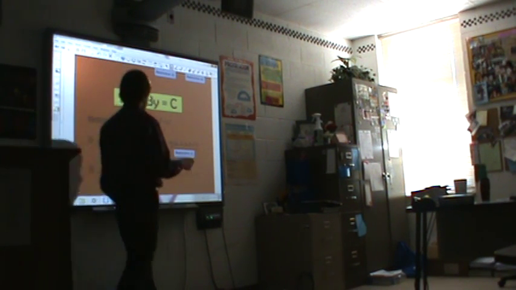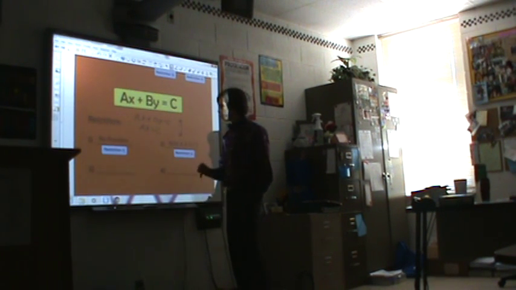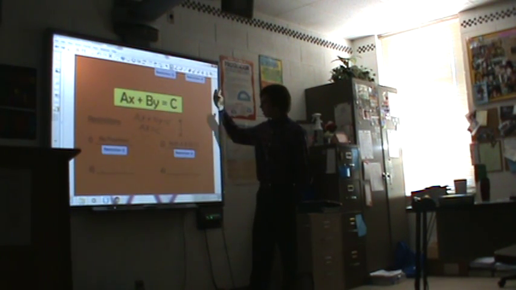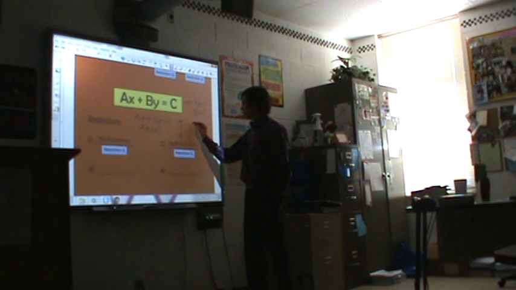which again would just be a straight line, up and down. Similarly, if we let a equal 0, we would be left with 0x plus by equals c. This can simplify down, leaving us with just by equals c, or the horizontal line.